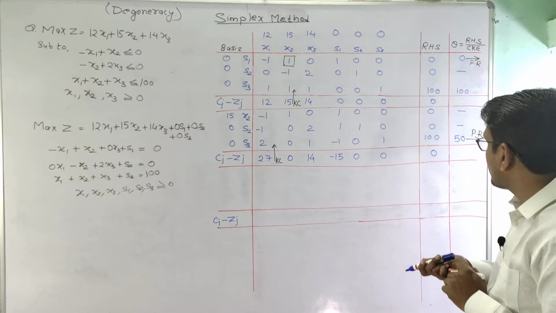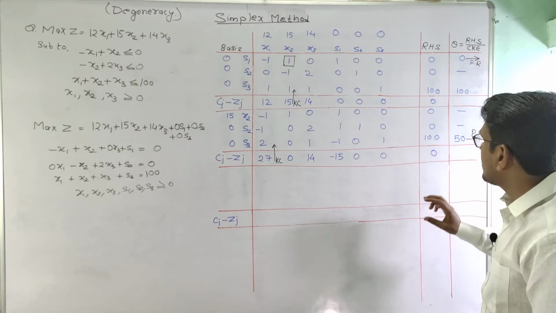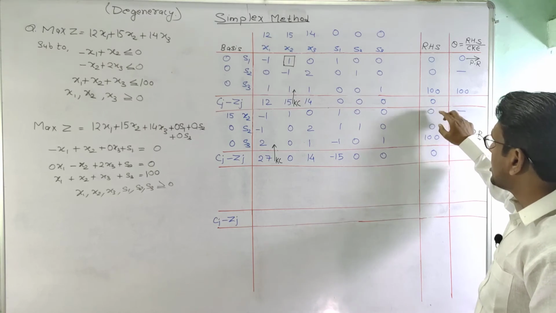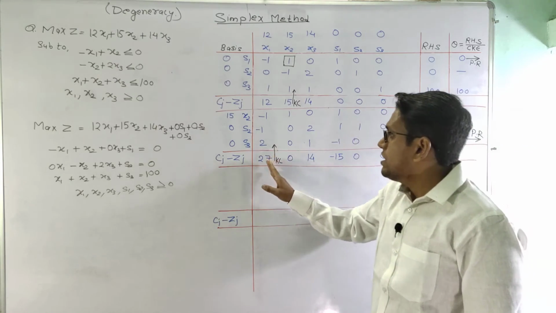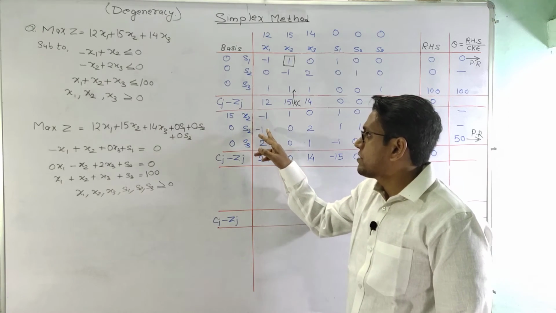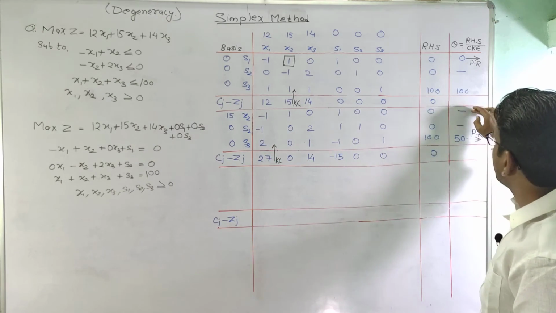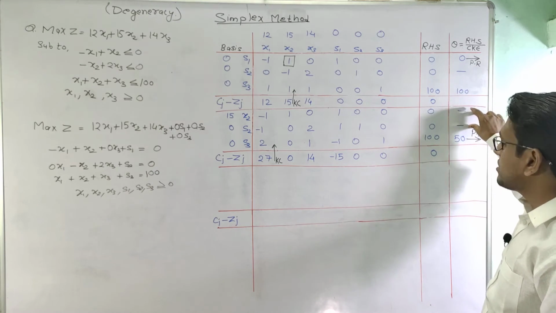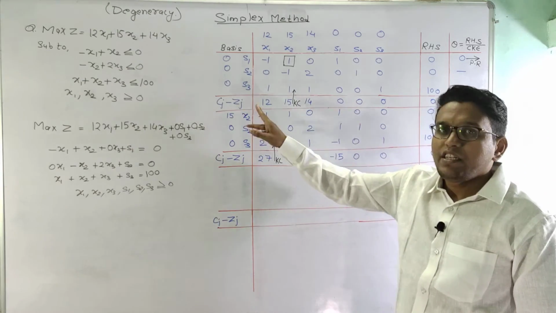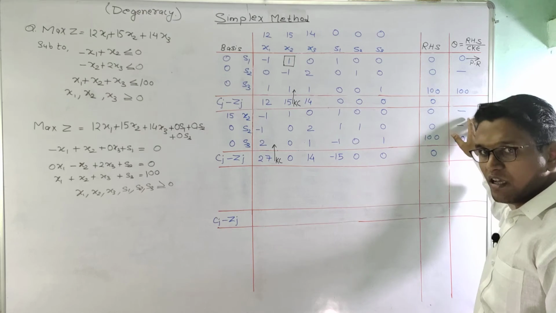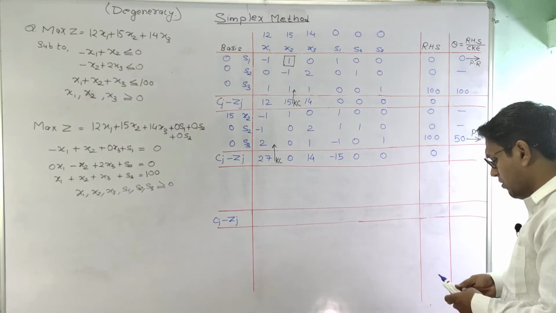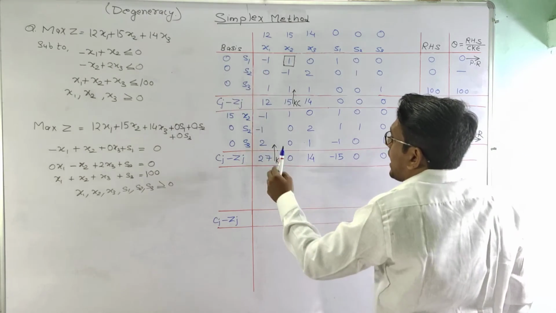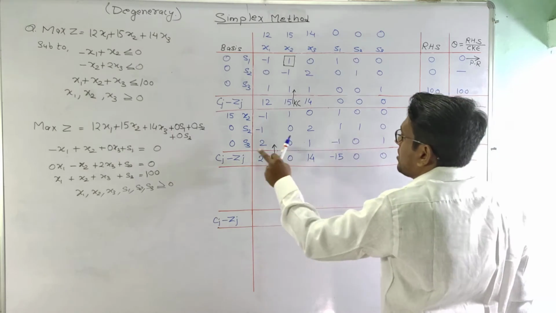This is very important to understand, that the leaving variable does not only depend on the right hand side value, that is 0 or any other value, it depends on the ratio. And if the corresponding key column element is negative, we will not calculate the value of theta, or we will put a dash sign in the value of theta. This shows that the leaving variable is ineligible to participate for leaving the basis column. Now it is clear that variable x1 will enter the basis and it will replace variable s3.